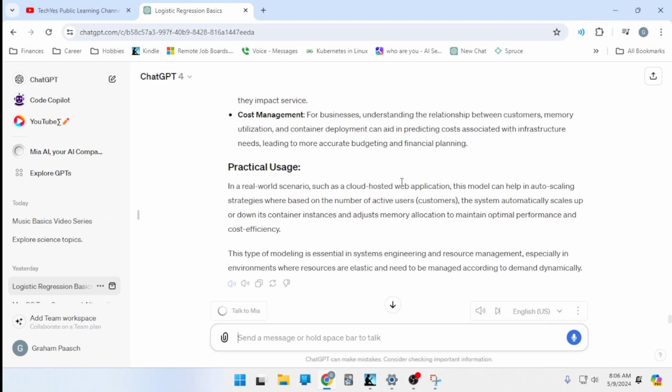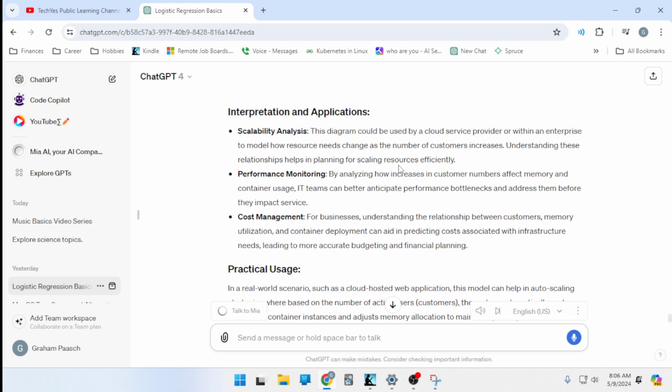Interpretation and applications. Scalability analysis. This diagram could be used by a cloud service provider or within an enterprise to model how resource needs change as the number of customers increases. Understanding these relationships helps in planning for scaling resources efficiently. Performance monitoring. By analyzing how increases in customer numbers affect memory and container usage, IT teams can better anticipate performance bottlenecks and address them before they impact service.